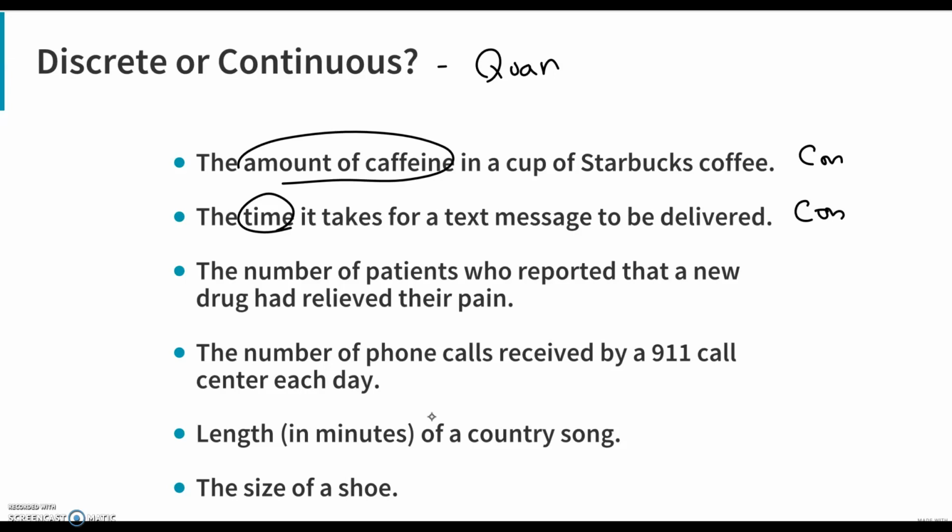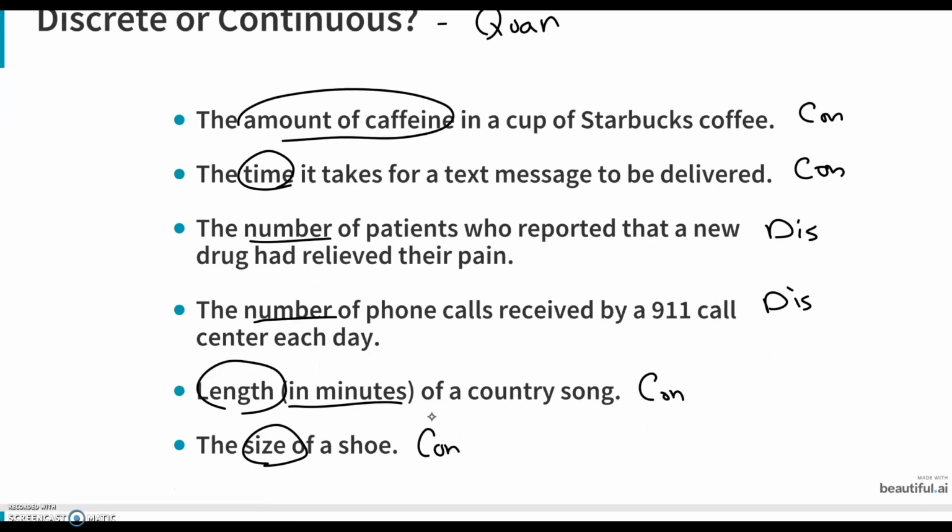continuous. The number of patients who reported that a new drug had relieved their pain, the number, I can count how many patients, discrete. The number of phone calls received by a 911 phone center each day, okay, I can count how many, that's discrete. The length in minutes of a country song, okay, I'm measuring the length in minutes. Measurement, that's continuous. The size of a shoe, okay, I'm measuring the size of a shoe, so that's got to be continuous.